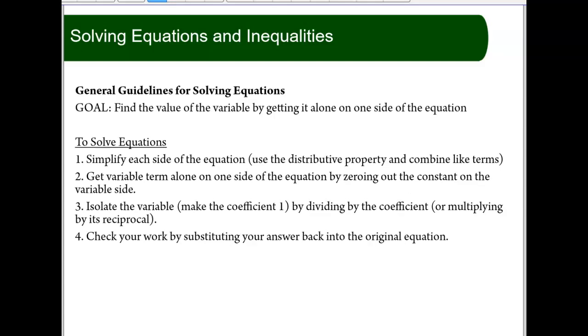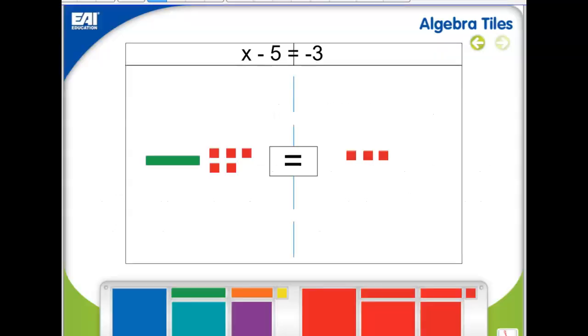To do that, we'll do a few things. We'll simplify each side of the equation. Sometimes we may need to use the distributive property and combine like terms. We'll get the variable term alone on one side by zeroing out the constant. And then we'll isolate the variable, and that means we're going to get that coefficient to be equal to 1 by dividing by the coefficient or multiplying by its reciprocal. And finally, we can always check our work by substituting our answer back into the original equation.